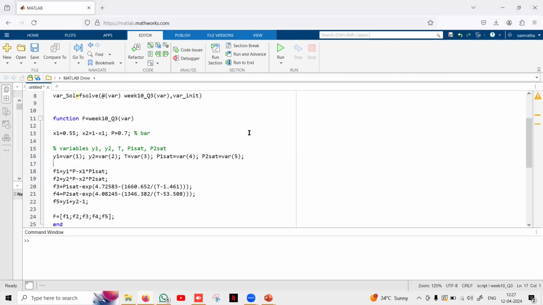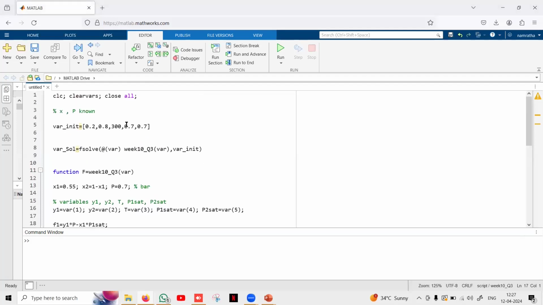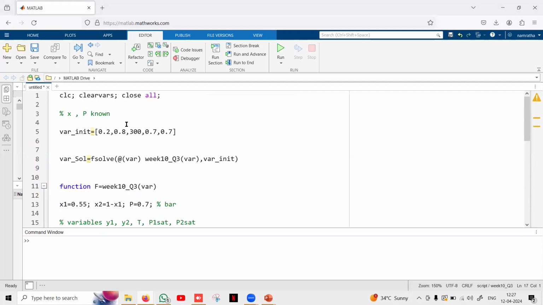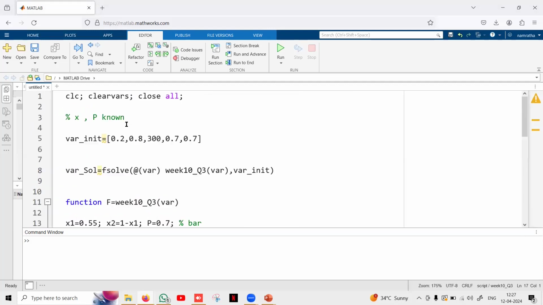So I have the code here, which is week 10 question 3 I'm discussing here. If you are familiar with MATLAB coding, you might know, or you can easily learn it. If you are exposed to C coding, then it is very easy for you. So CLC is the clear screen, whatever we have written, like this is a command window and this is a script file.